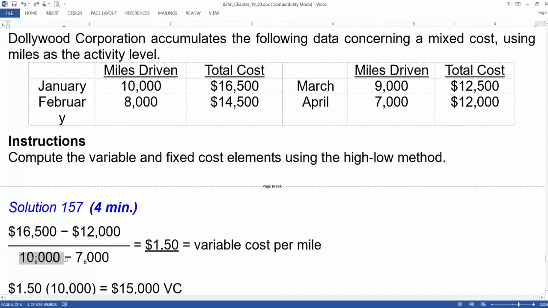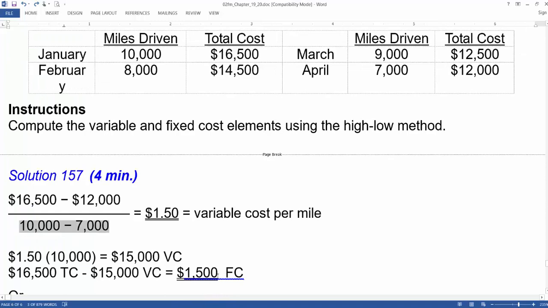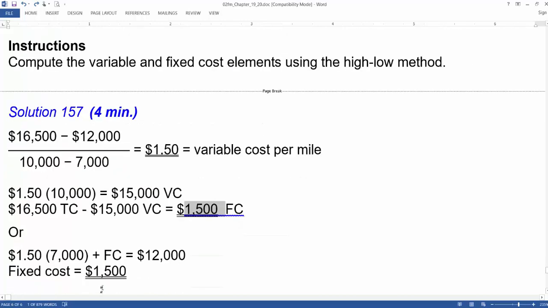So 4,500 divided by 3,000 equals 1.5, or $1.50 variable cost per mile driven. Let's test it out. At 10,000 miles, it'll be $1.50 times 10,000, that's a 15,000 variable cost portion, plus the fixed portion of 1,500. Let's make sure the 1,500 works over here. If we take $1.50 per mile variable cost times 7,000 miles on the low end, and then we add the $1,500 fixed costs, we get 12,000. So this one works also.